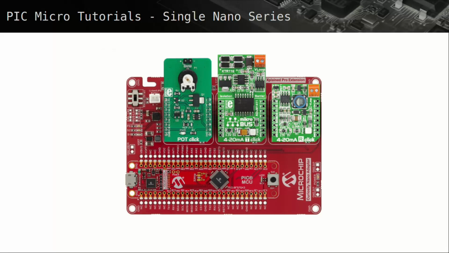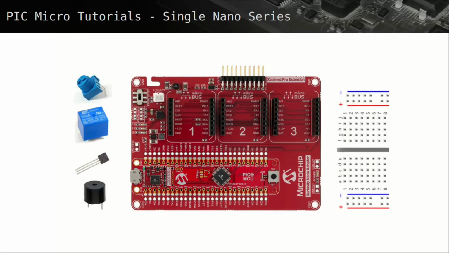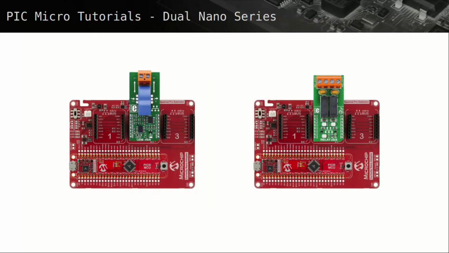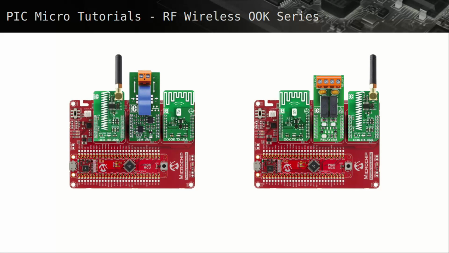The single Nano set of tutorials feature various clickboards and sensors from breadboard. The dual Nano set of tutorials feature 2 adapter and evaluation boards with various clickboards and sensors and wired communications for data transfer. The RF wireless set of tutorials feature on-off keying, transmit and receive clickboards with various sensors and clickboards for one- and two-way wireless data transfer.